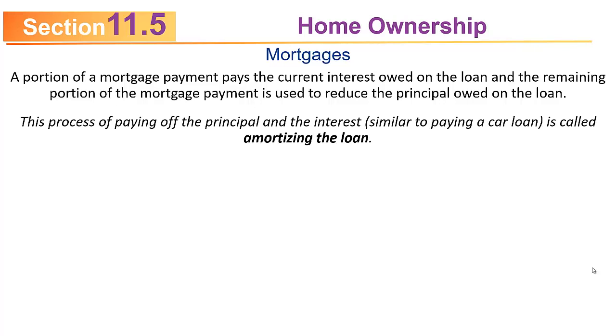This process of paying off the principal and interest is just the same as a car payment when you take out a car loan, except you're usually borrowing a lot more money when you're doing a house. It's called amortizing the loan.